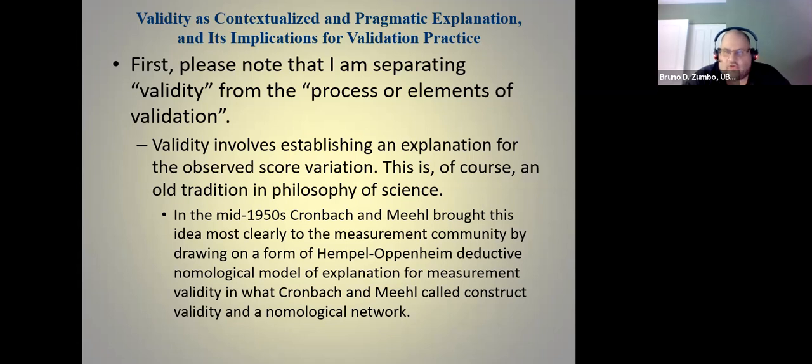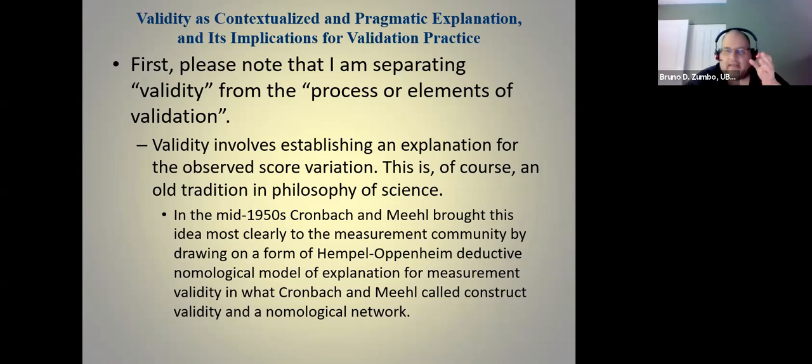It's, of course, an old tradition in philosophy of science. It's looking at an explanatory view. In the mid-1950s, in psychology, particularly psychometrics, Cronbach and Meehl brought this idea most clearly to the measurement community by drawing on a form of the Hempel-Oppenheim deductive nomological model of explanation. They brought that Hempel-Oppenheim approach, this deductive nomological approach of explanation, to measurement validity in what Cronbach and Meehl called construct validity in a nomological network.